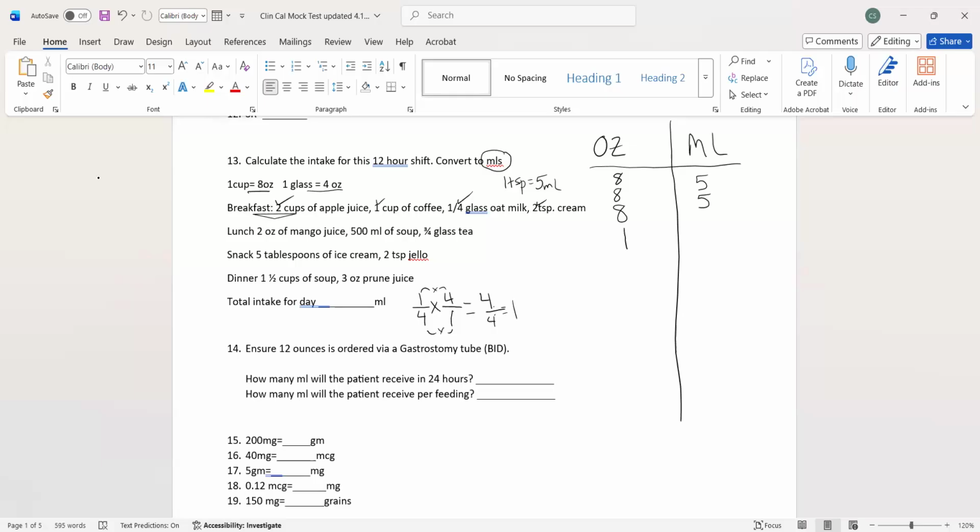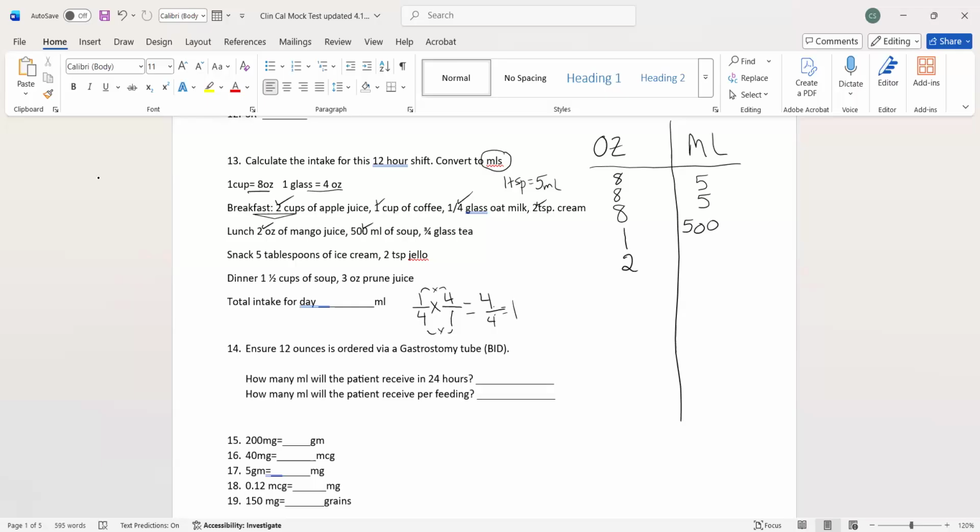So next, we have 2 ounces of mango. So do I need to do anything with that ounce? No, you can just write the 2. There we go. I can just write that. All right, so now I have 500 mils of soup. So what am I going to do with that? Just write 500 mils. There we go. I'm just going to write that 500 under my meals.